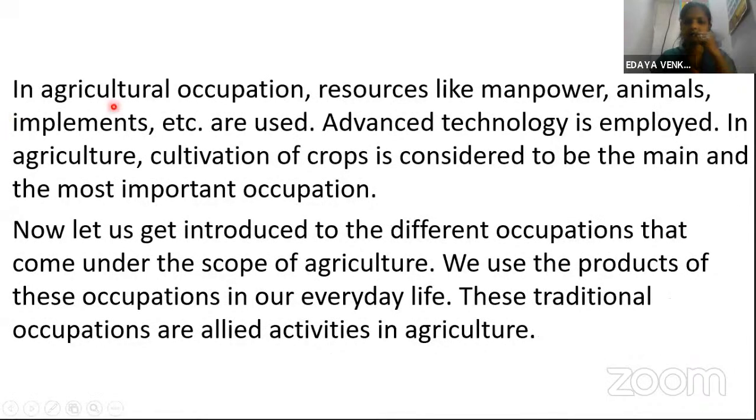In agricultural occupation, resources like manpower, animals, implements, etc. are used. Advanced technology is employed in agriculture. Cultivation of crops is considered to be the main and the most important occupation. Now, let us get introduced to the different occupations that come under the scope of agriculture. We use the products of these occupations in our everyday life. These traditional occupations are allied activities in agriculture.